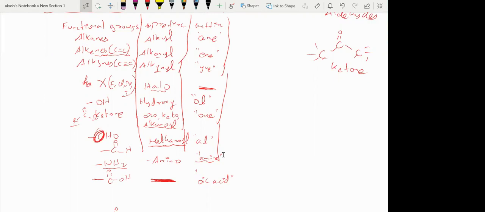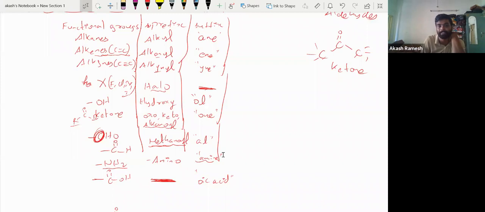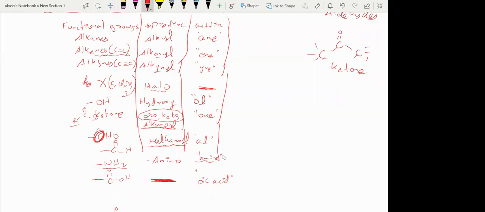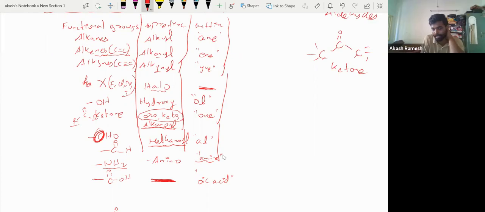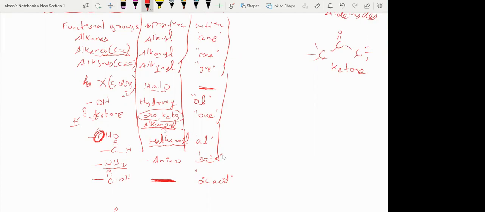If you are naming a compound and a ketone is there, can we use any of the three prefixes? No. We'll see where to use what. Oxo and keto are exactly the same, just two different names. But alkanoyl you have to use in a certain case. I'll tell you when to use that. Don't worry.